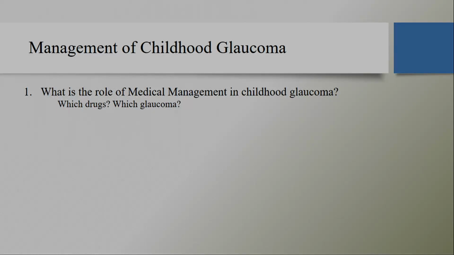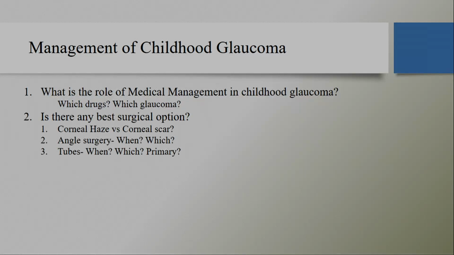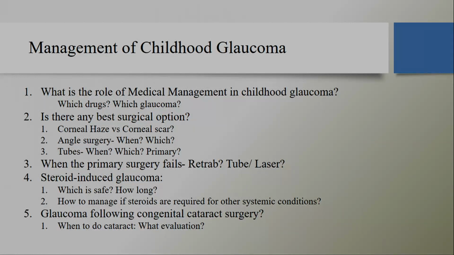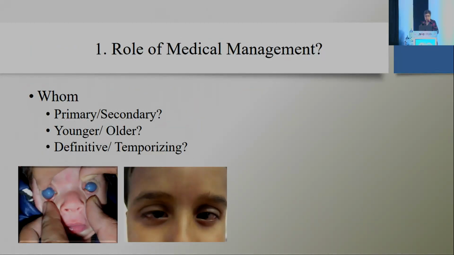The role of medical management in childhood glaucoma, which drugs and which glaucomas. Is there any best surgical option in a child with corneal haze versus scar? Angle surgery, when and which one? Tubes, when and which one? And when the primary surgery fails, retrab, tube, laser. And steroid-induced glaucoma, which steroid is safe in children? How long is it safe? And suppose steroids are required for other conditions, what do we do? And the last is glaucoma following cataract surgery, when to do the cataract and how to evaluate children who have had cataract surgery.